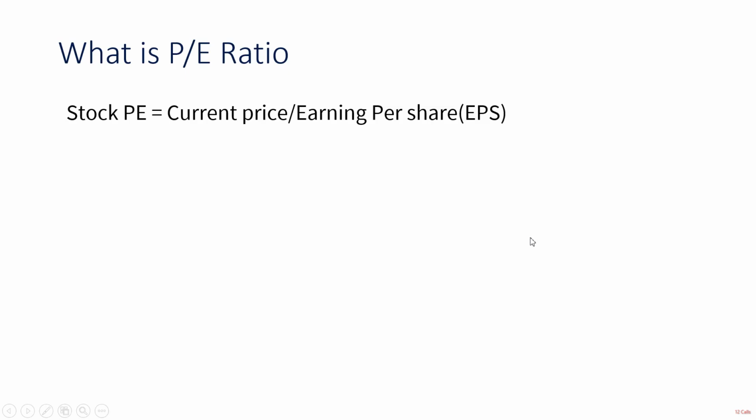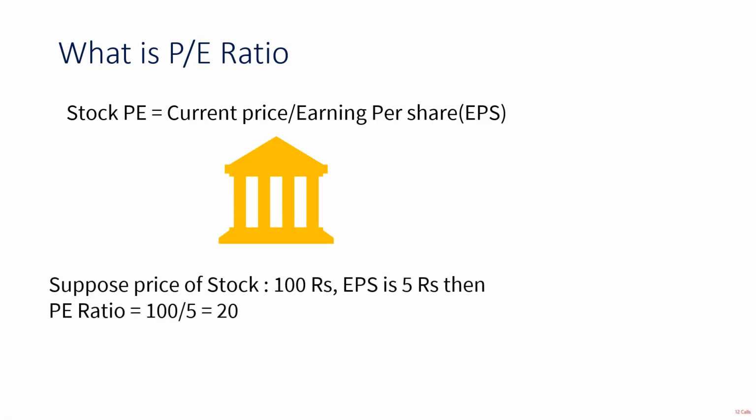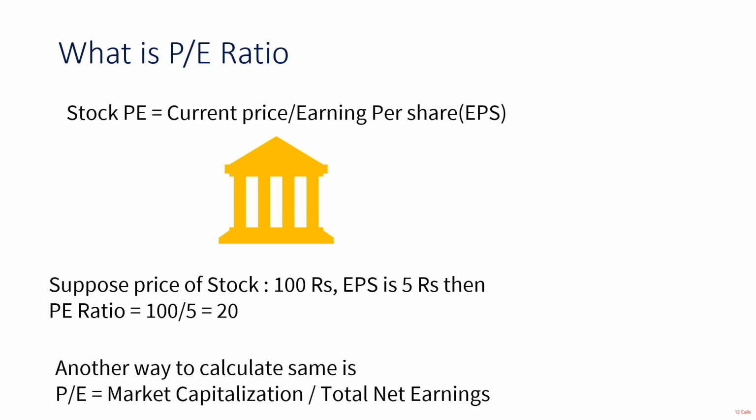Let's take an example of a company where the company's price is around 100 rupees and EPS is 5. So the P by E ratio can be calculated as 100 by 5, which is 20. There is another way we can define this ratio, which is market capitalization divided by net earning of the company.